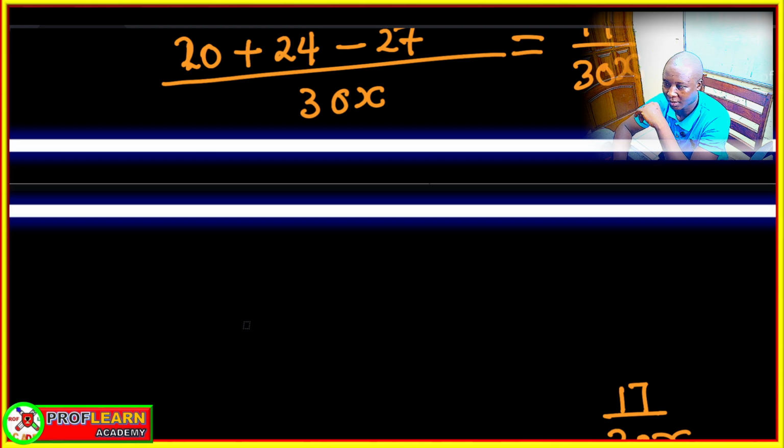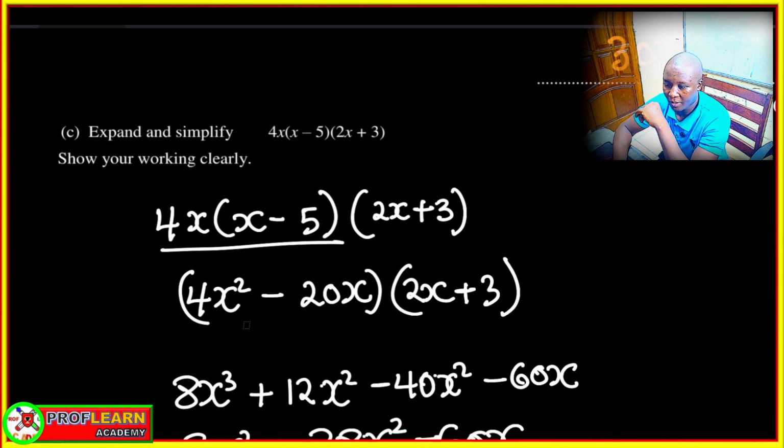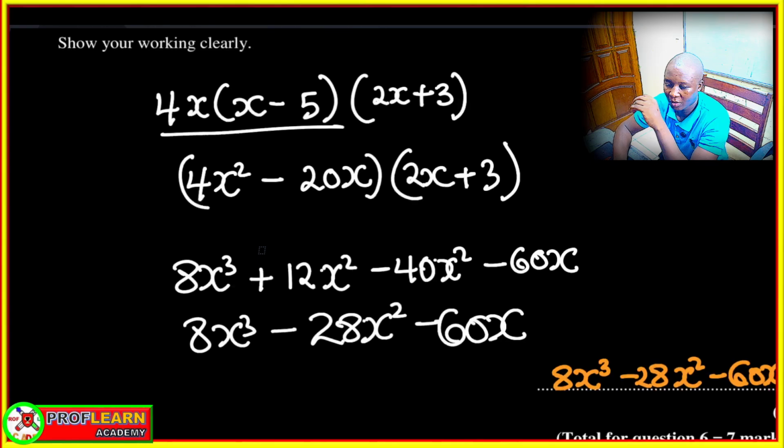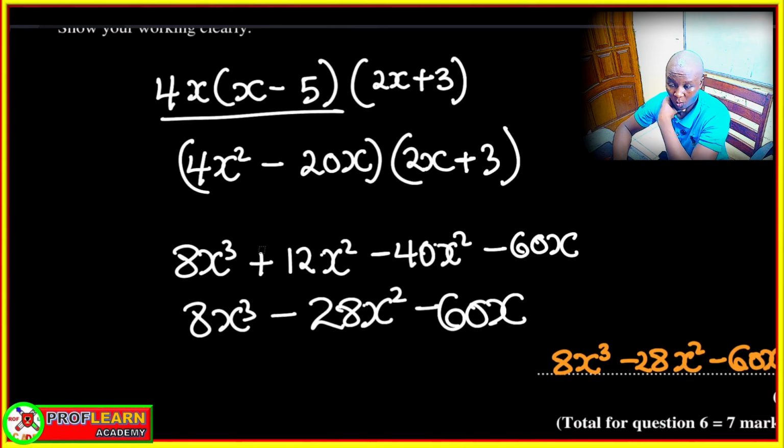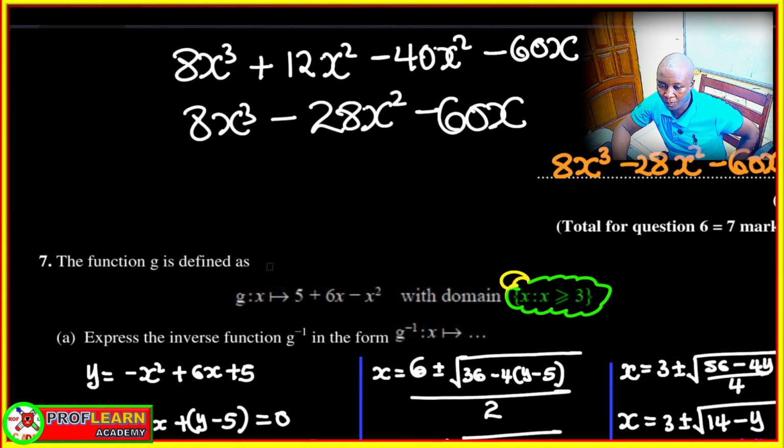of 2026. We have expanding brackets, and of course you have to be very careful when you expand. You can just distribute this 4x here, and then you expand the bracket thereafter. That's also what you need to look into.